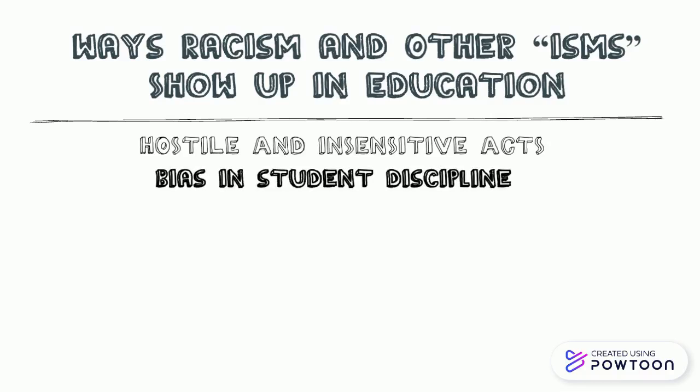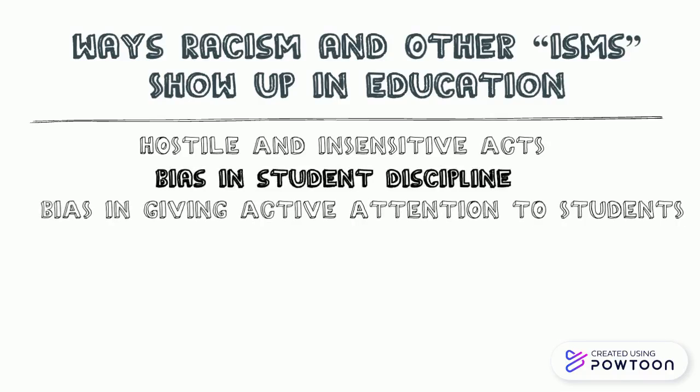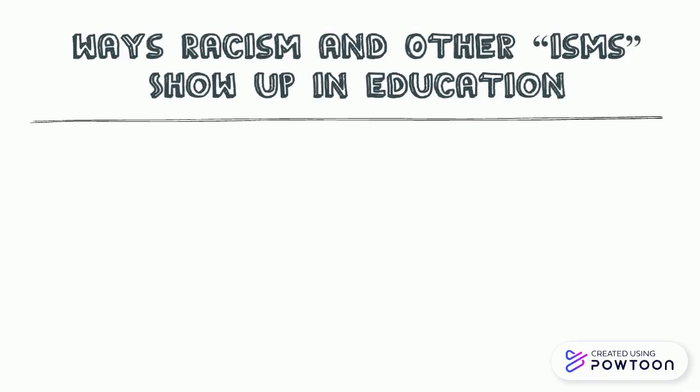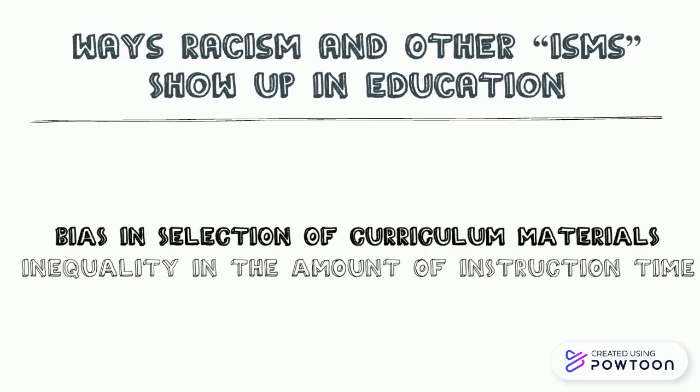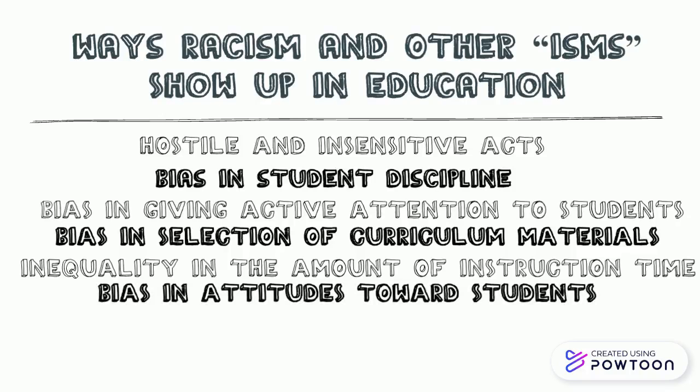Sometimes there's bias in student discipline. Students of color are more likely to be sent to the principal's office than their white counterparts. When it comes to giving attention, there are some groups of students that are given more attention than others. There's also a bias when choosing curriculum materials. Some groups of students receive less instruction time than others. There's also a bias in attitudes.